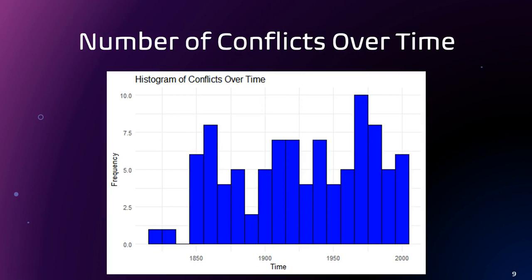This histogram shows us the frequency of conflicts over time. There's a noticeable concentration in the early and mid-20th century, corresponding with the two world wars, and a varied frequency in the years following.